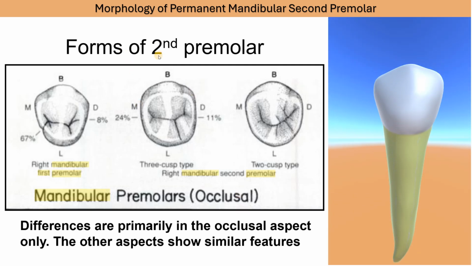The mandibular second premolar has two forms. The first form is a three cusp type, which is most common. So you have two lingual cusps. The mesial cusp is larger than the distal cusp. So we call it the mesiolingual cusp, which is larger than the distolingual cusp. And there's a two cusp type where you have one buccal and one lingual cusp, and it has a very nice, well developed lingual cusp.